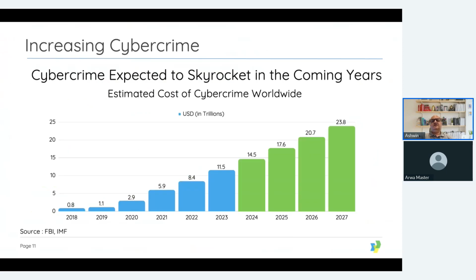And if you see the similar FBI and IMF report, the market size since 2018 from less than 1 trillion is going up to 24-25 trillion dollars by 2027. So the year 2023 is estimated to be about $11.5 trillion, which is much bigger than any small or even bigger economy. Today, India is the fifth largest economy in the world, and we are about $3-4 trillion, and cybercrime is still bigger than that.